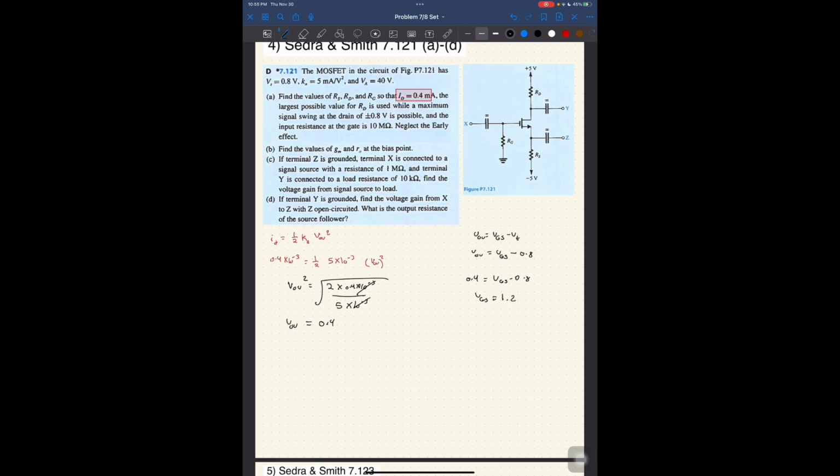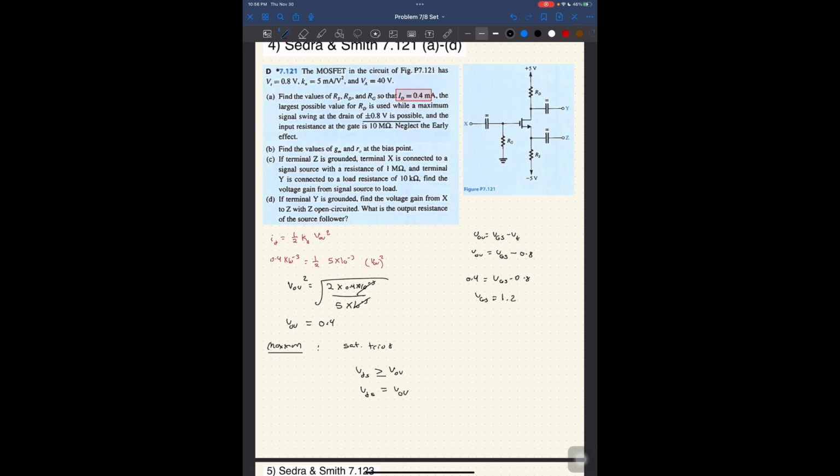Now, the largest possible value for RD is used while a maximum signal swing at the drain of 0.8 volts is possible. So it's a lot of maximums. And to me, the minute I see the word maximum, I say, oh, okay, ID is at that sweet spot where saturation and triode meet. What is the condition for saturation and triode? The condition is that VDS be greater than VOV. But since I'm seeing the word maximum in a lot of optimizations, I'm going to say VDS is equal to VOV.